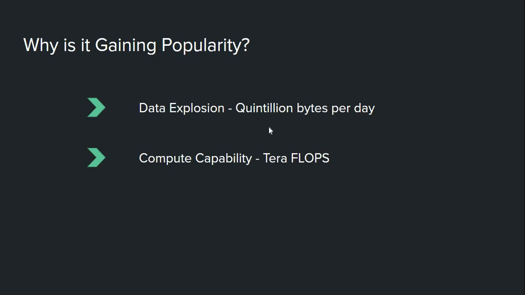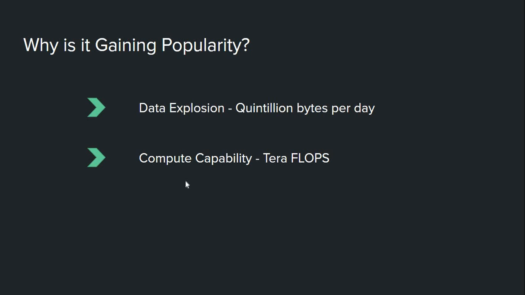And then you have the other reason. The other reason is the compute capability. The processing power of computers has been increasing rapidly. Modern processors can perform trillions of calculations per second. More specifically, they are called teraflops, right? FLOPS is basically an abbreviation for floating point operations per second. So teraflops means a trillion. Tera means 10 to the power 12. So such huge calculations per second.